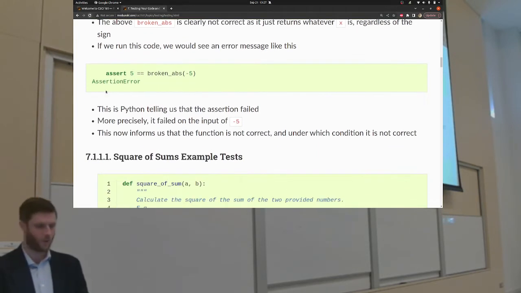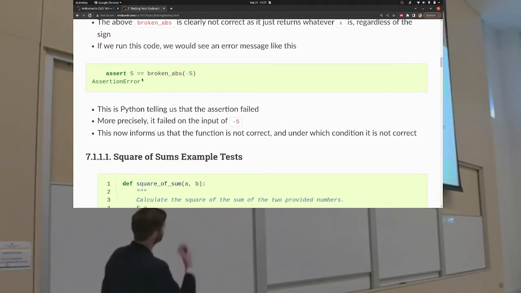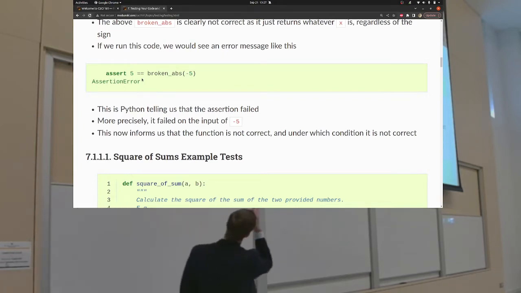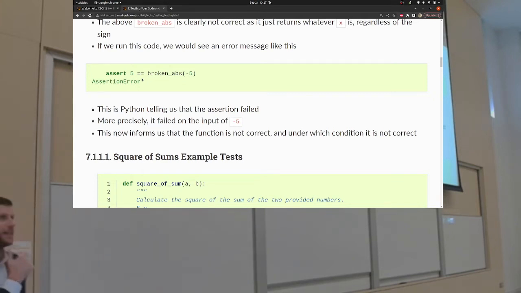Yeah, if we run the code, we'll see an error like this, assertion error. This is Python telling us the assertion failed. More precisely, it failed on the input negative 5, and this now informs us the function is not correct and under which conditions it's not correct.